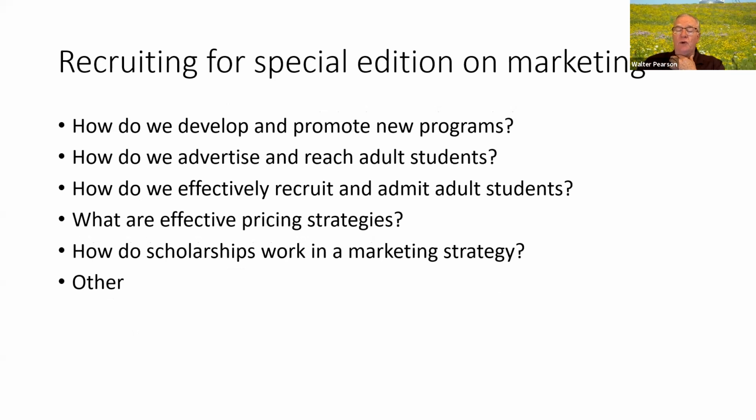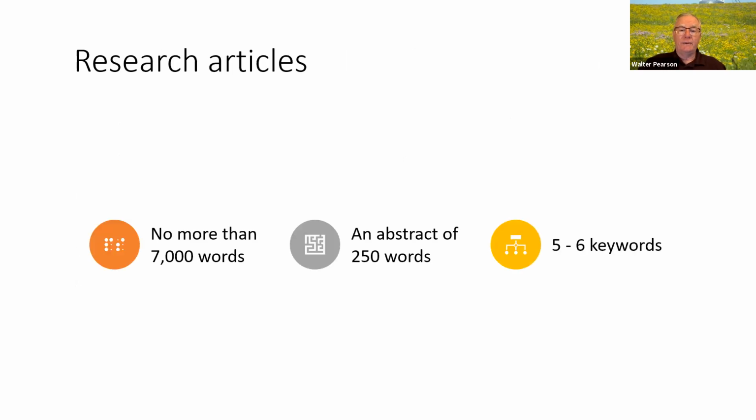We are right now recruiting for people to submit for a special edition on marketing. And this is really about how to develop and promote new programs. How do we advertise and reach adult students? How do we effectively recruit and admit adult students? What are effective pricing strategies for both continuing higher education and continuing education? And how do scholarships work in a marketing strategy, and any other? So that you've got an area that you're interested in doing in that area. We are definitely looking for those. We're trying to put together a special edition on that topic.